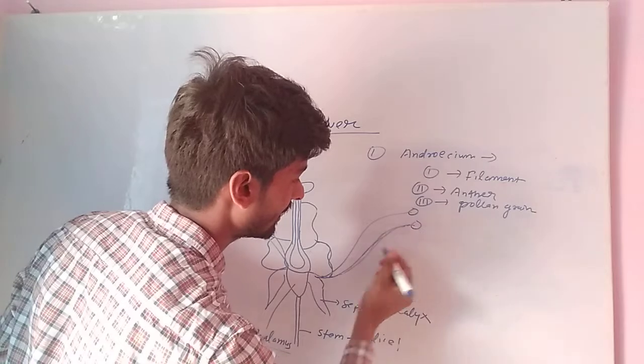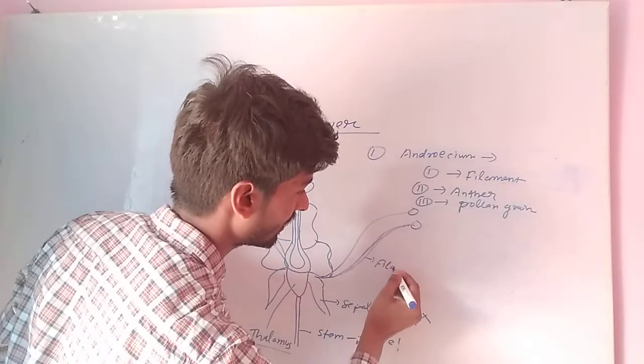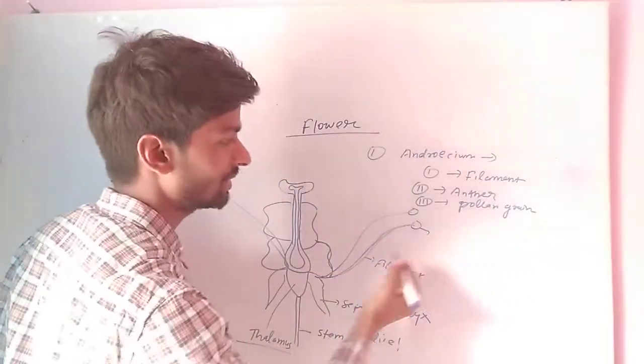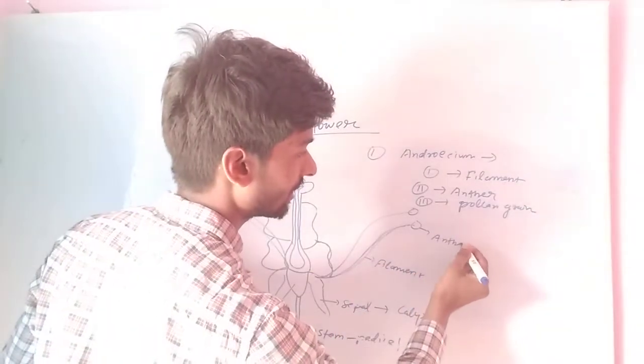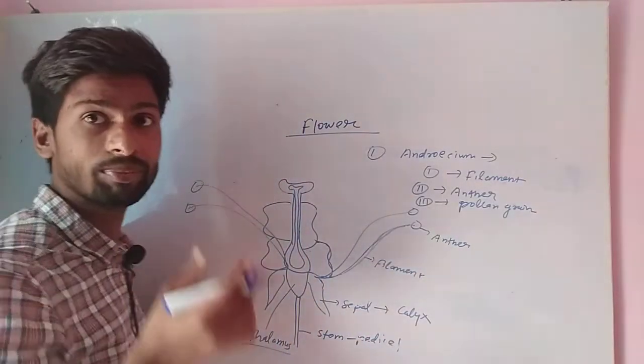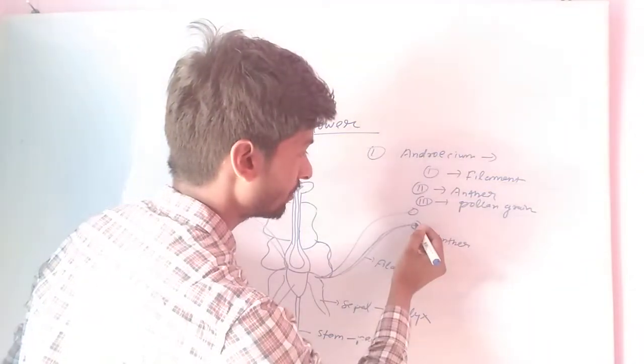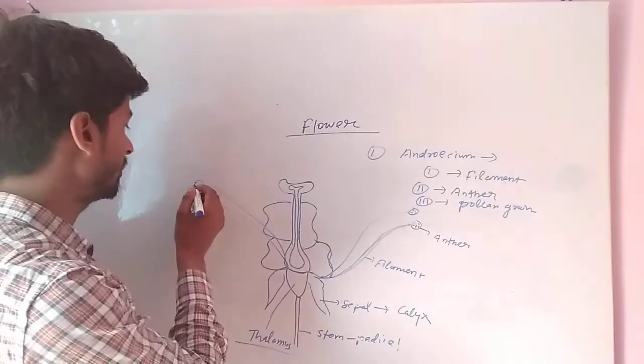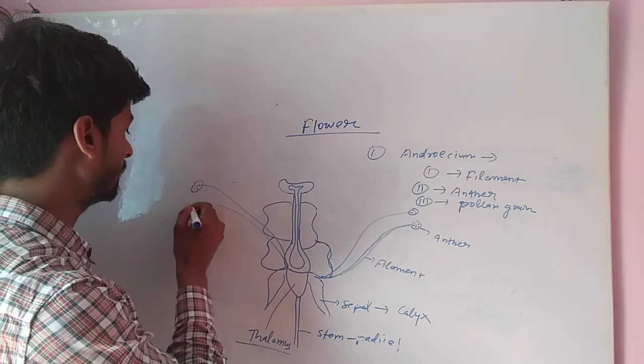So you are looking at this part, this line, which occurs like a line. This part is known as a filament, and this circle is known as an anther. This circle is known as an anther on the flower, and there are lots of pollen grains, like dots. These dots are known as pollen grains. This side is also the same.